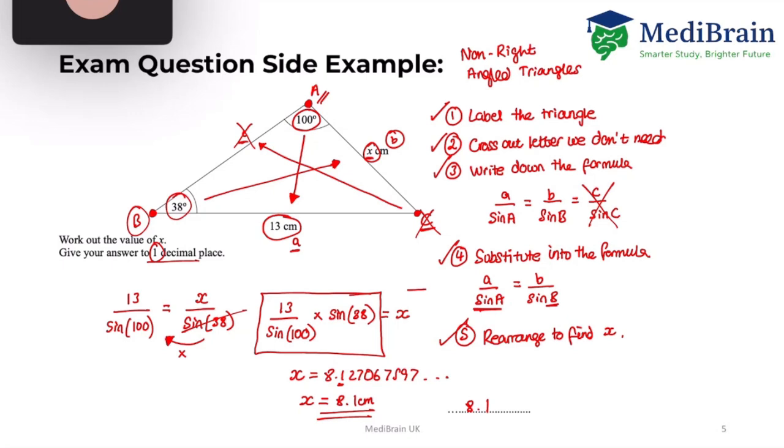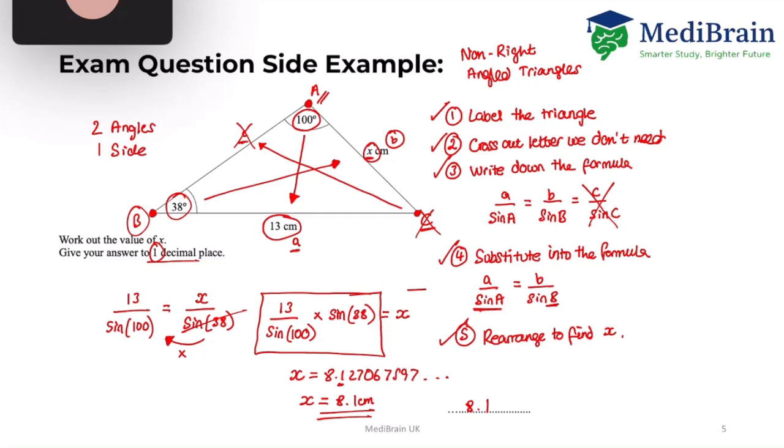You use the sine rule when you have two sides that you know and one angle, or you have two angles that you know and one side. So in this case, we had two angles and we had one side that we knew. So we knew 13, 100 degrees, 38 degrees. That's when we use the sine rule.